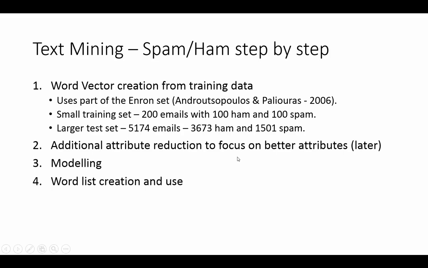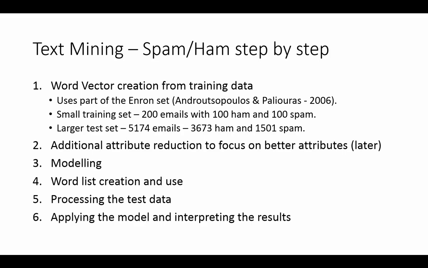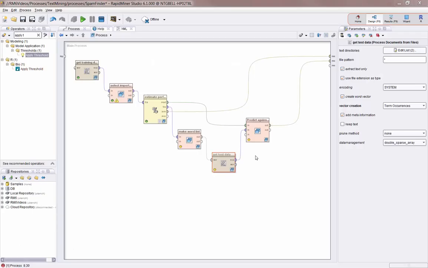Fourth part, that's word lists. Now, a word list is required. For now, the method of generating the word list will ignore how it's done, but it's extremely important to have a word list. For the fifth part, we're actually then going to take the test data in, process it, and then finally we're going to apply the model that we built at the beginning and interpret the results. So without any further ado, let's look at the process.